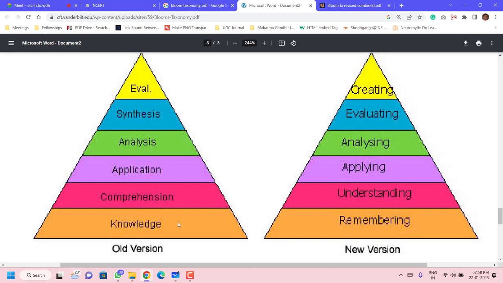We simply know it. Like when I am going to teach about gravitation, we may remember the definition of gravitation. After remembering and knowing more deeply about that, we are able to comprehend what the different parts of this are. And after having the comprehension ability, we may be able to apply that in our day-to-day life where gravitation is required. Then after having the ability of application, we will be able to analyze what the different constituent parts of gravitation are.